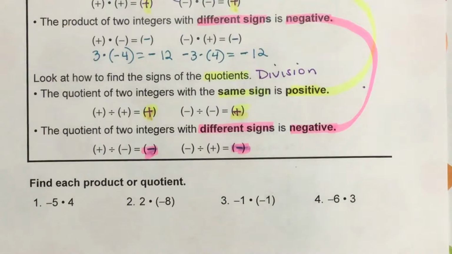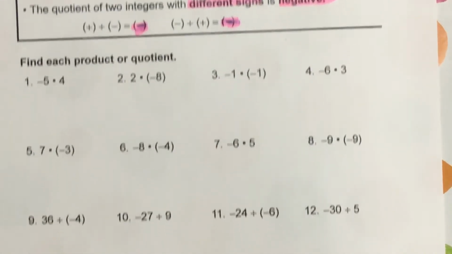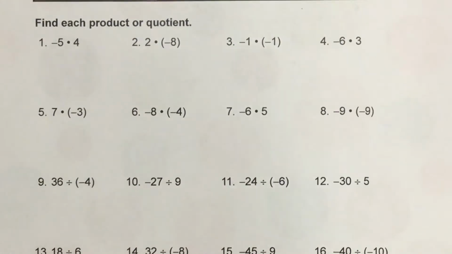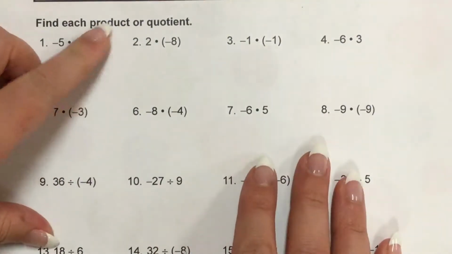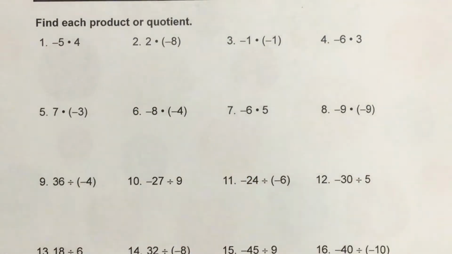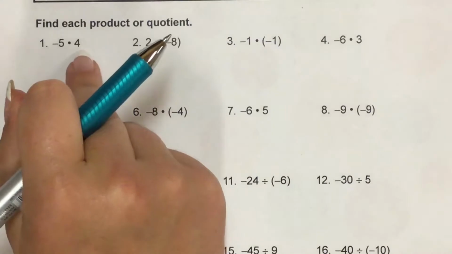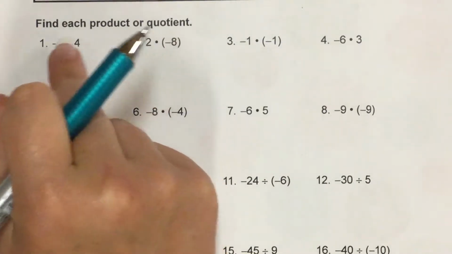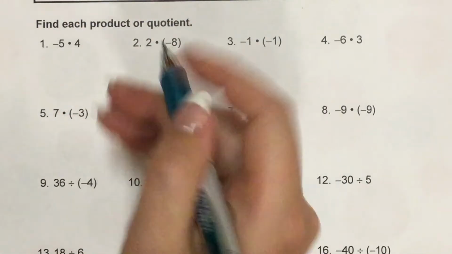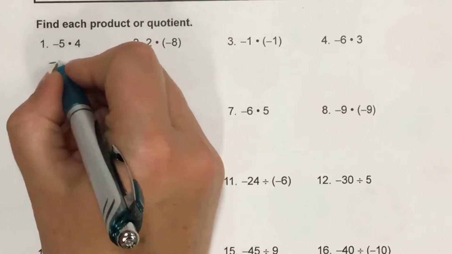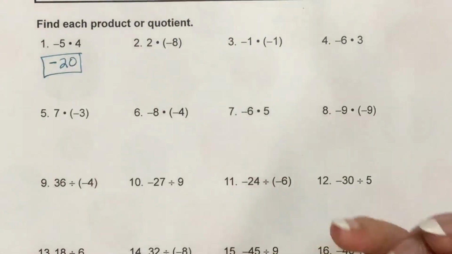So let's go ahead and look at how this plays out in these examples. It says find each product or quotient. Product is when we're multiplying, quotient is when we're dividing. So let's look at it. We have -5 times 4. So we're multiplying. We have a negative number times a positive. So whenever you have different signs, a negative and a positive, your answer is automatically going to be negative. And then you just go 5 times 4, which is 20. And there you go. That's how you get the answer.